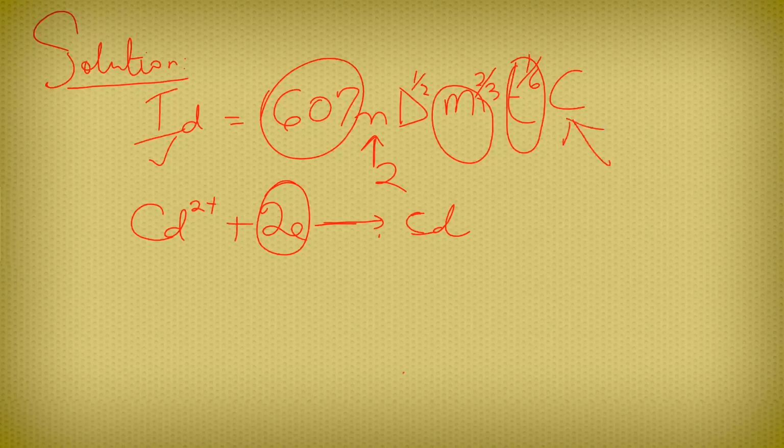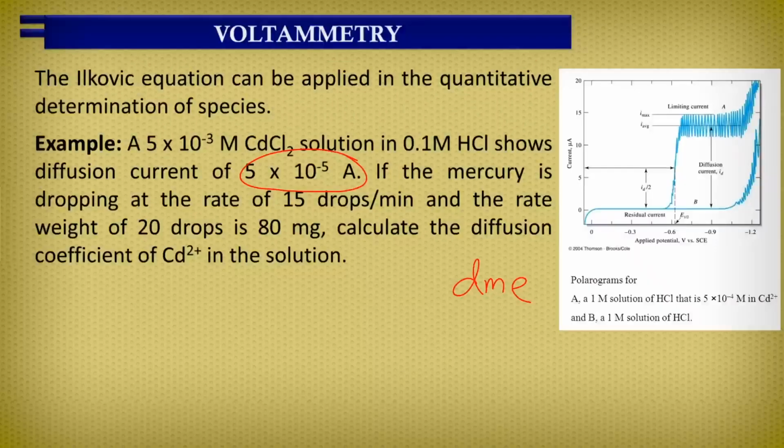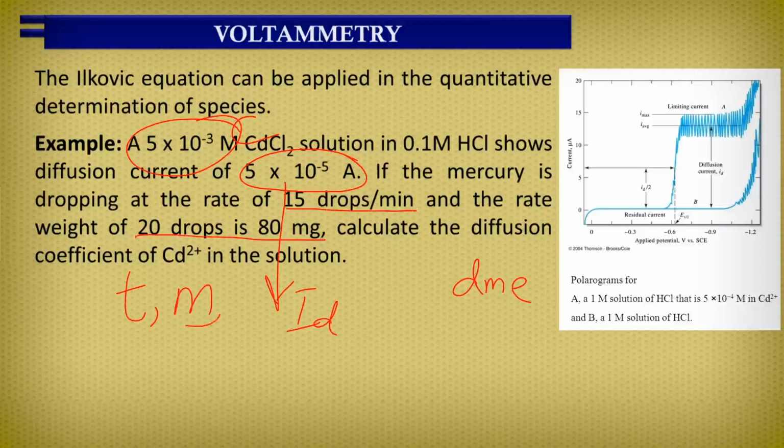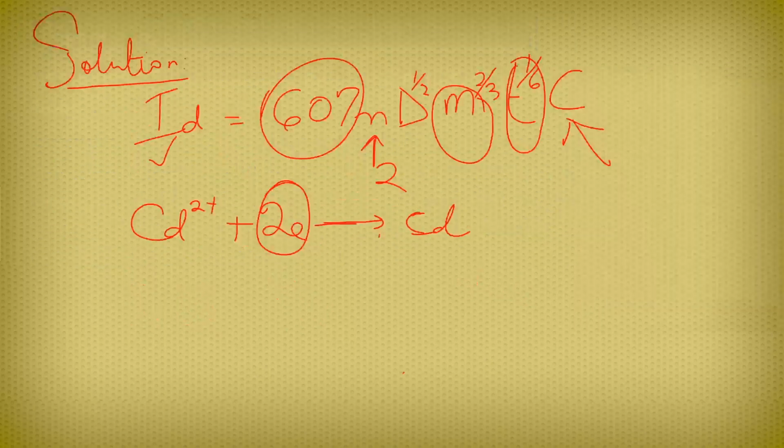Now, if we go back to the problem that we have, that's the diffusion current, so that is ID. Then that is our concentration, so we have C. And then the next entities we have to find from our equation are t and m. So we're going to solve for that. We're going to use the 15 drops per minute to calculate our t, and then the 20 drops giving us 80 milligrams to get our mass. All these parameters, of course, have their units.